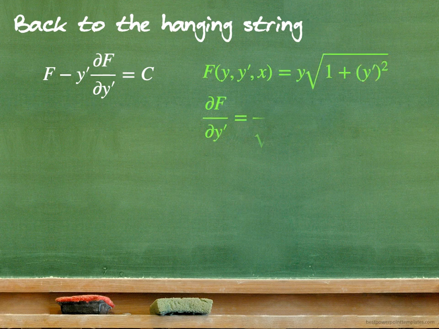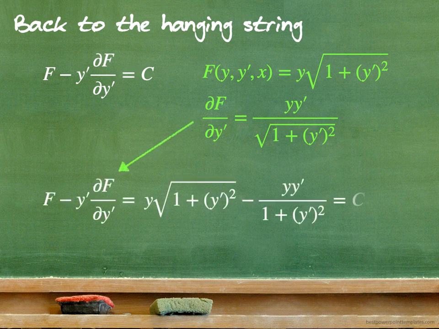Now, if you remember your rules for calculating derivatives from Calc 1 or Calc 2 or whenever one learns that stuff, you might be able to calculate the partial derivative of f with respect to y prime. And plugging that back into the Euler-Lagrange equation results in a nice, if a bit complicated, differential equation involving y and y prime. The solution to this equation is going to be the exact curves that we're looking for that describe the shape of a hanging string.